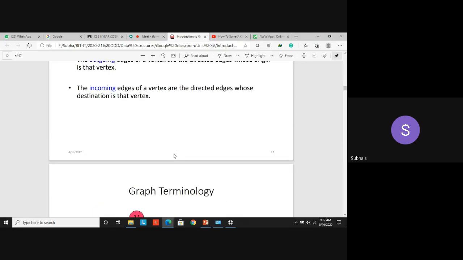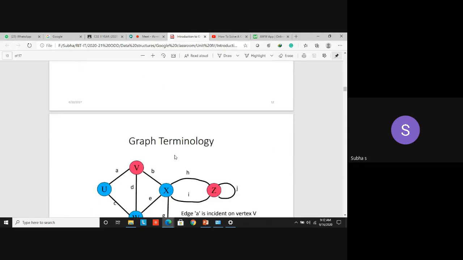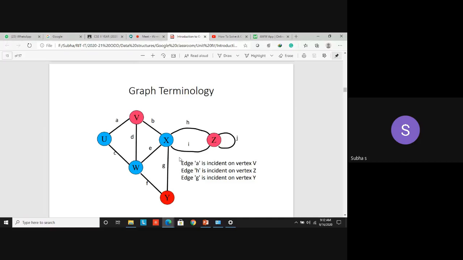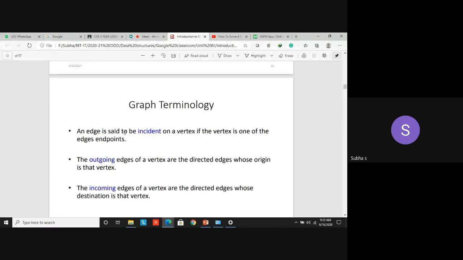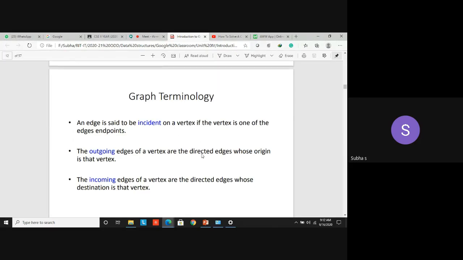But in an undirected graph, we can't say how many edges are incoming and how many are outgoing. In a directed graph only we can say. But in an undirected graph, we can see whether an edge is incident on a particular node or not. So look at this one. An edge is said to be incident on a vertex if the vertex is one of the edge's endpoints.